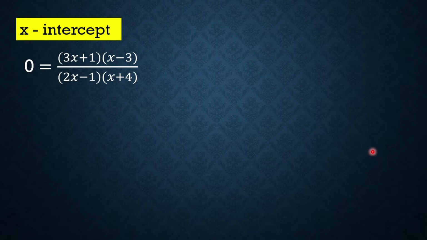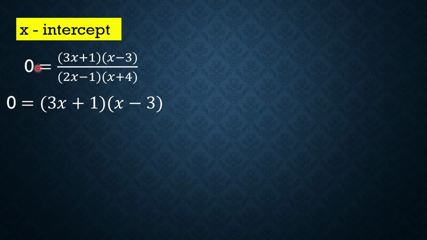And then to find the X Intercept, papalitan lang natin yung f of x natin ng 0, so then cross multiply, that will become 0 times the quantity 3x plus 1 times x minus 3.